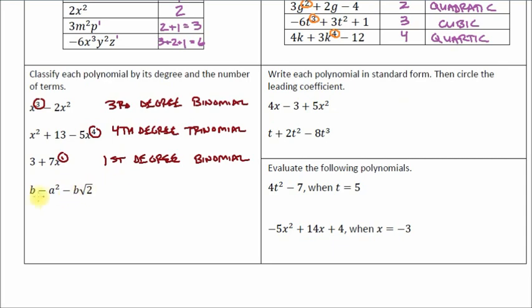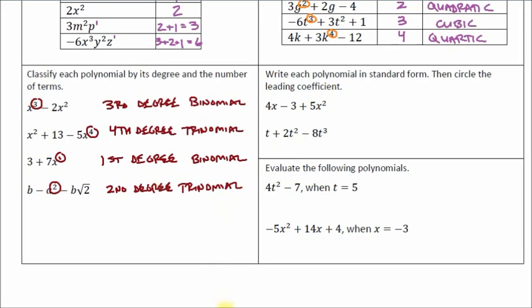All right, and the last one here, well, I can see it has 3 terms, so I know it's going to be a trinomial. And don't let the radical here, this square root, fool you. We're looking at our exponents. The 2 is still our highest exponent, a squared. So this is a 2nd degree trinomial. So that's how you classify a polynomial, by its degree and by the number of terms.